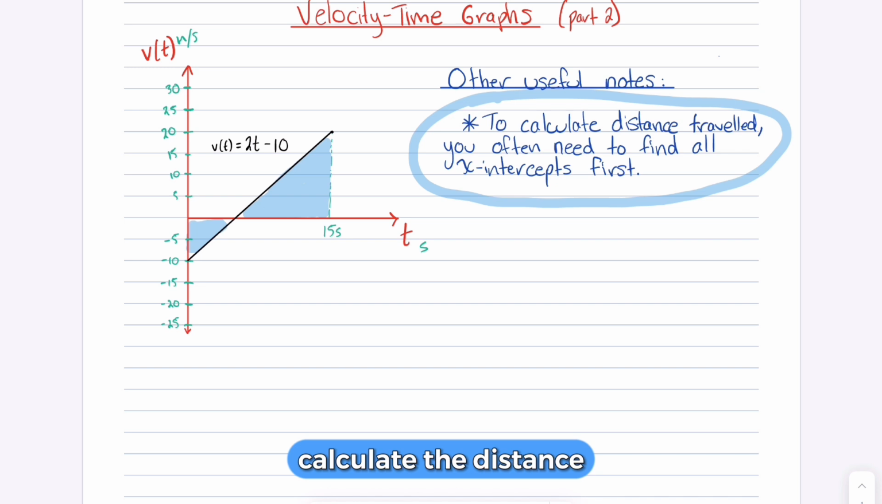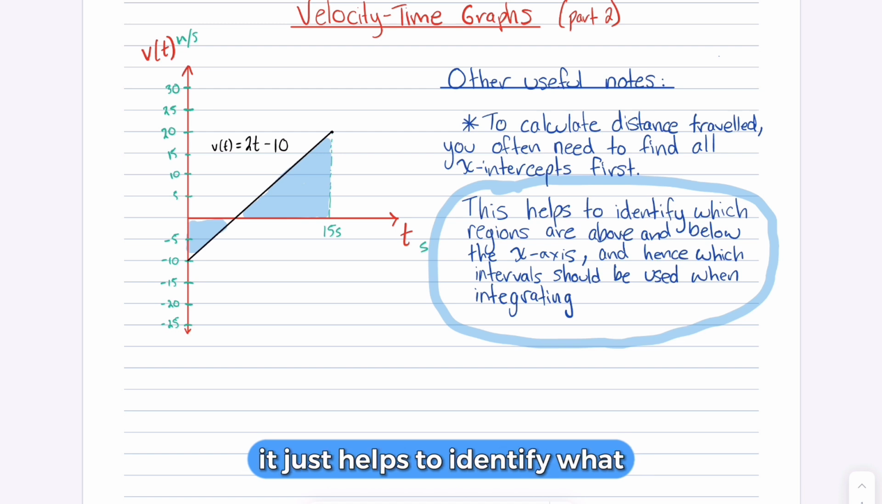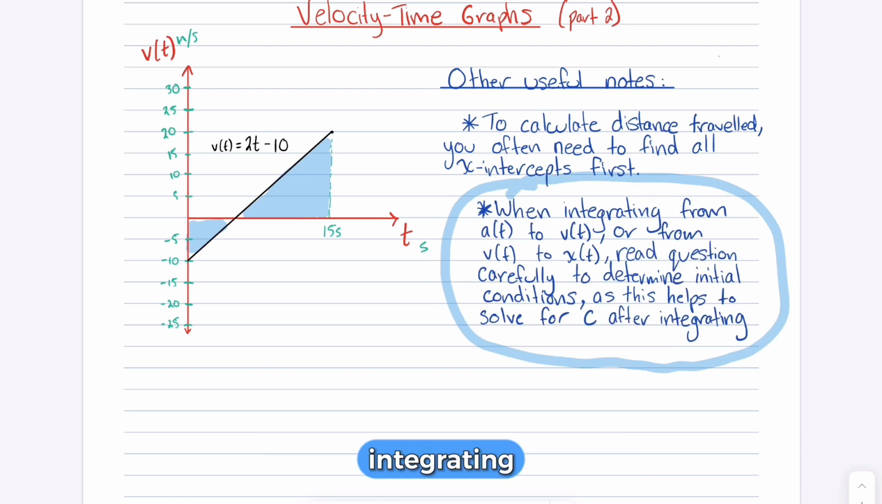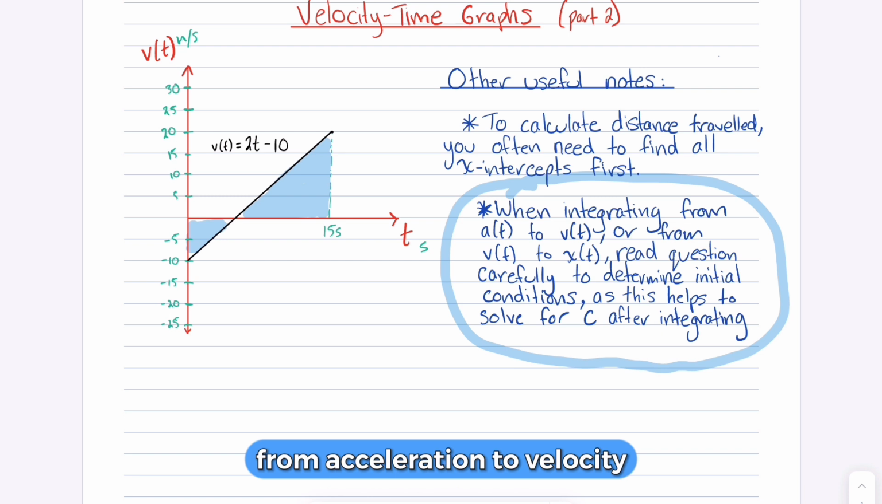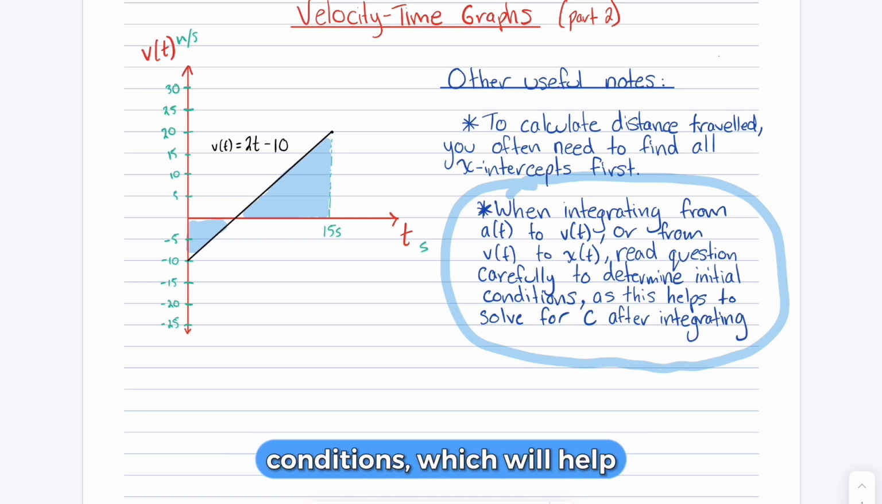So just some other useful notes. To calculate the distance traveled, you often need to find x-intercepts first. The reason for that is because it helps to identify what regions are above the x-axis and what regions are below the x-axis, which is needed when you're integrating. Something else that's really important is that whenever you are integrating from acceleration to velocity, or from velocity to displacement, read the question really carefully, because sometimes it will give you initial conditions which will help you to solve for C after integrating.